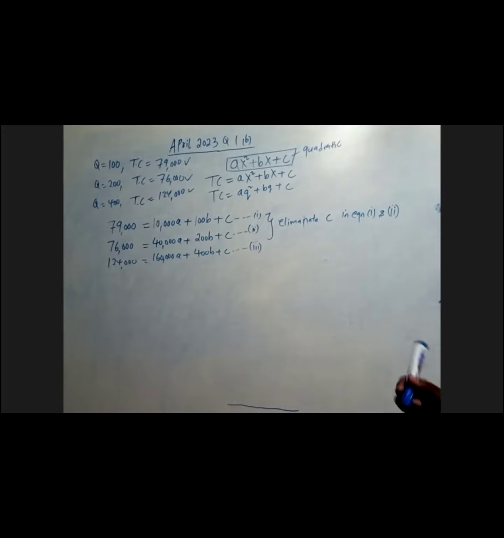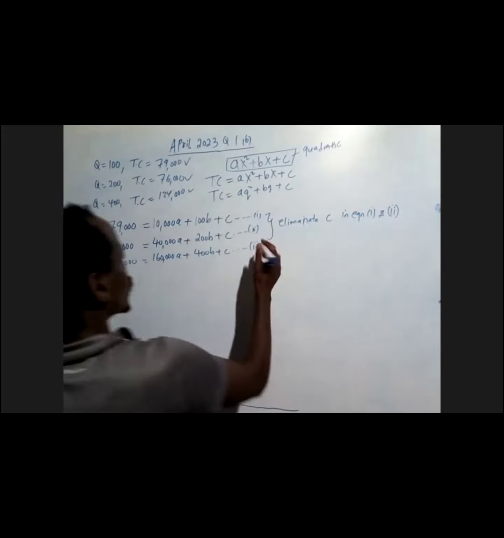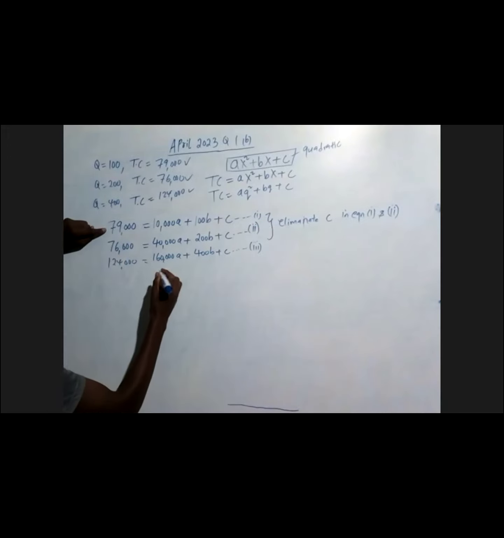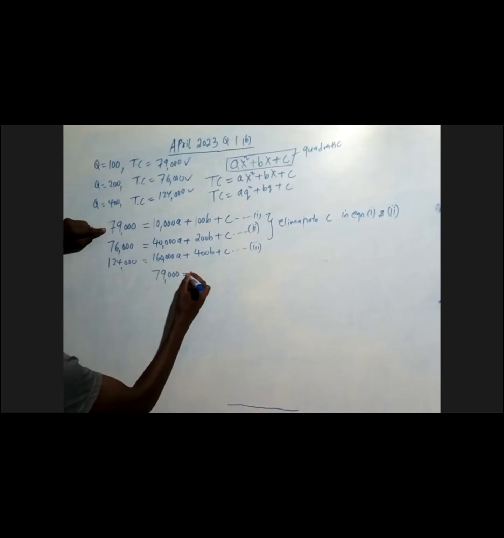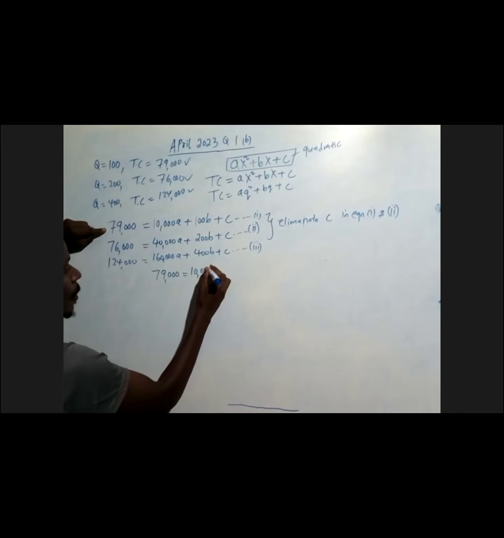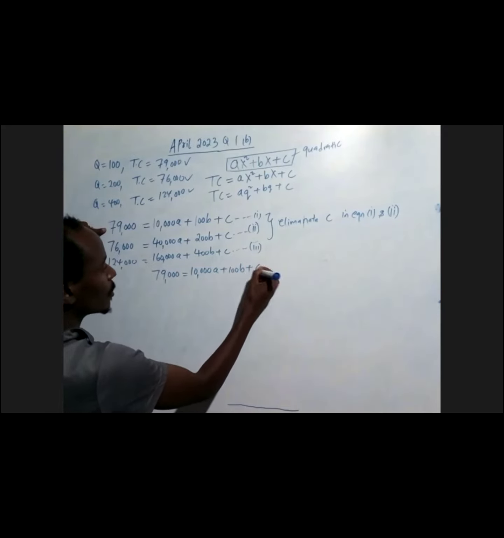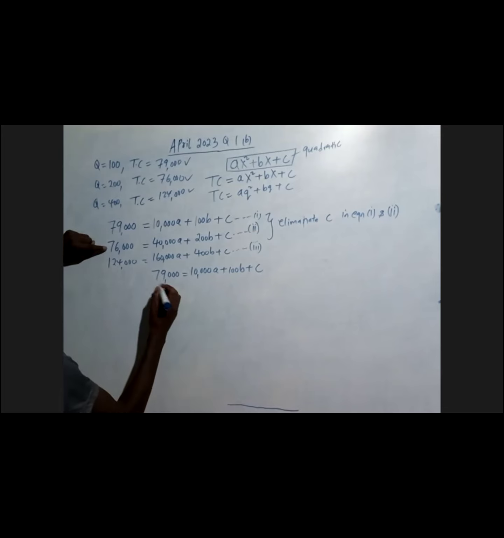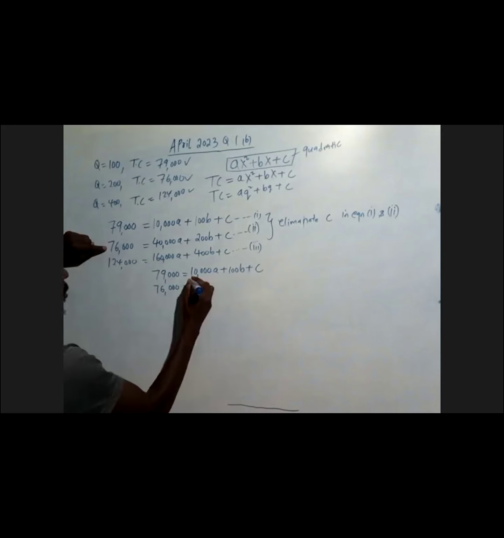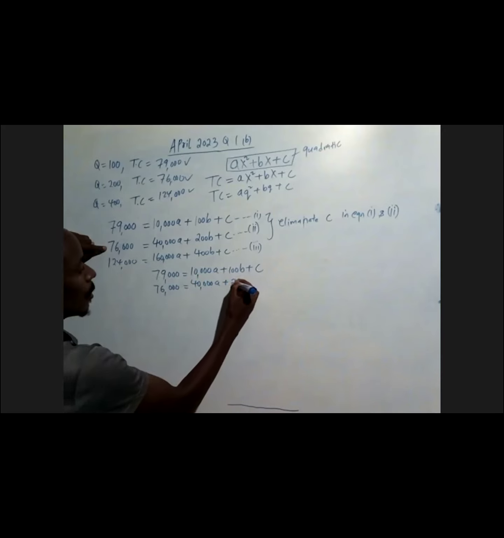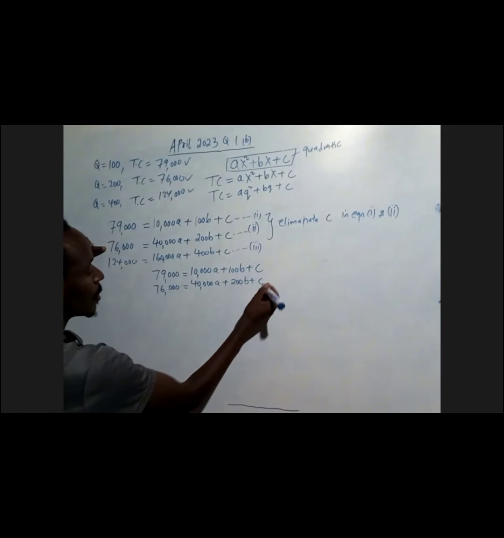So we start with equation 1 and 2. This one is equation 1, and the other one is 2. Let's start with the first one: 79,000 equals 10,000 A plus 100 B plus C. Then equation 2 is 76,000 equals 40,000 A plus 200 B plus C.